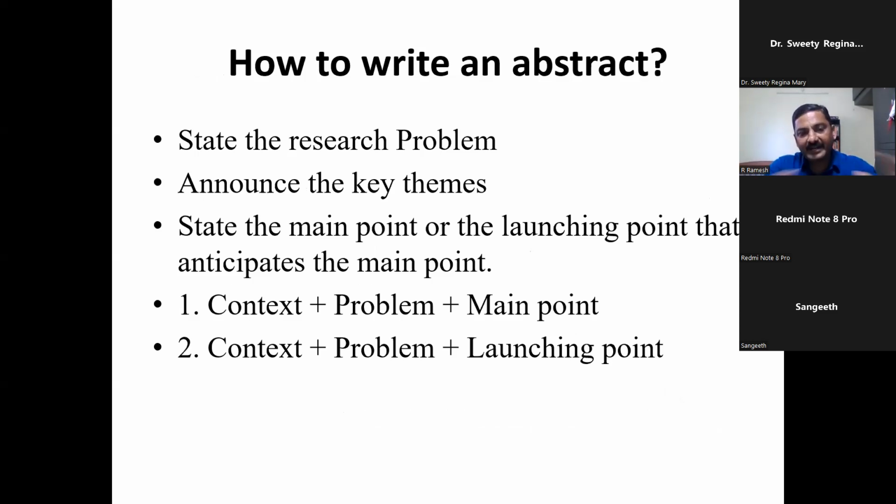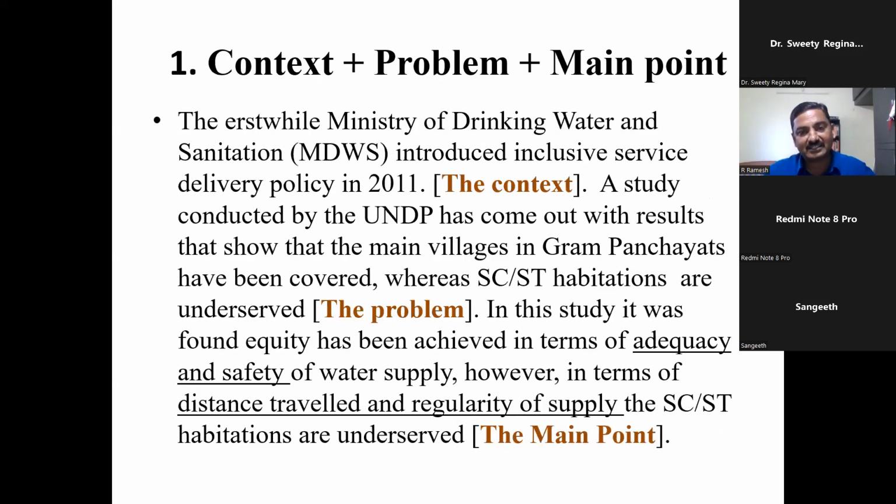When you write an abstract, we don't have a formula to write an abstract. Here I'm just giving you 2 formulas. You can write the context, problem, and main point, or the context, problem, and the launching point. These 2 formulas you can have, and this is what I call nuts and bolts, that we need to understand. When you read carefully other people's abstracts, how they write, you can understand this thing. Here, for an example, I am giving context, problem, main point. You can see the brown ones: the context, problem, the main point.